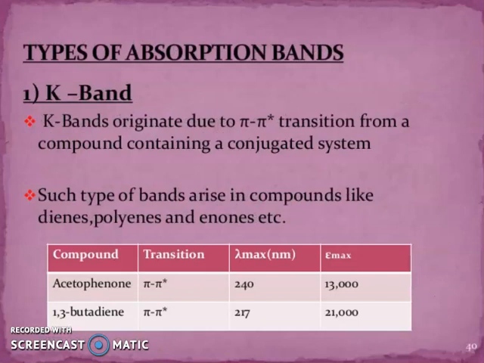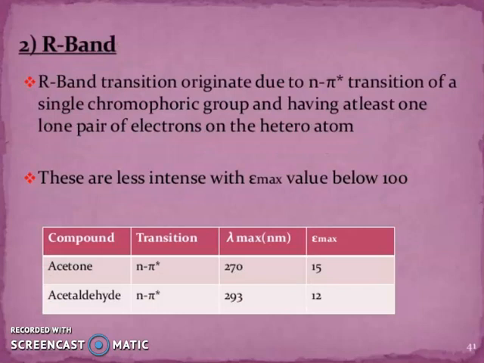So, types of absorption band. K-band. K-bands originate due to pi to pi star transition from a compound containing a conjugation system. Such types of bands arise in compounds like dienes, polyenes and enones. Acetophenone pi to pi star transition 240 and epsilon 30,000. 1,3-butadiene pi to pi star transition 217 and 21,000 epsilon.